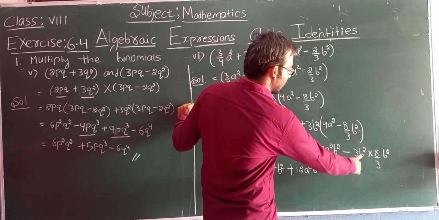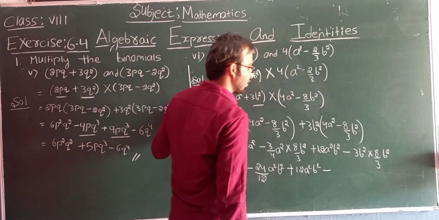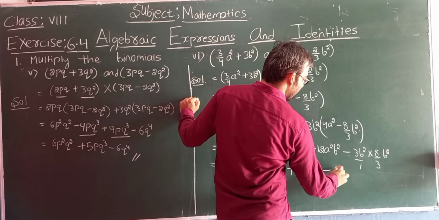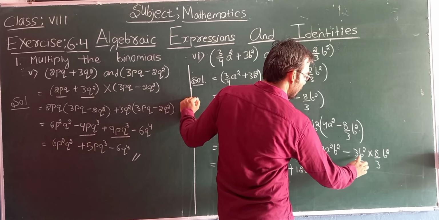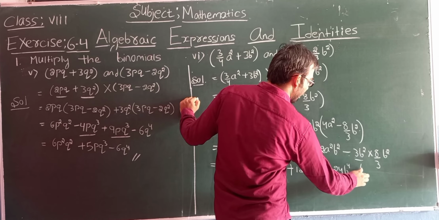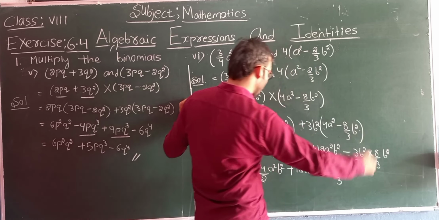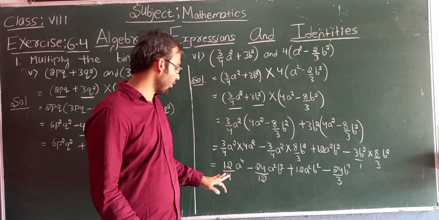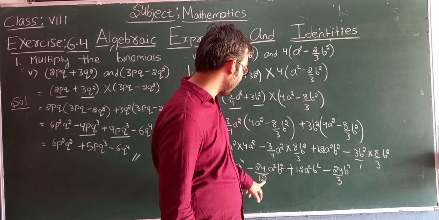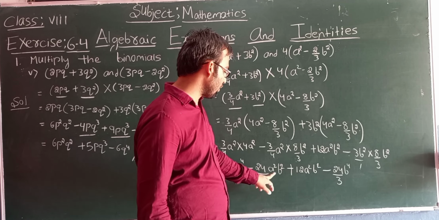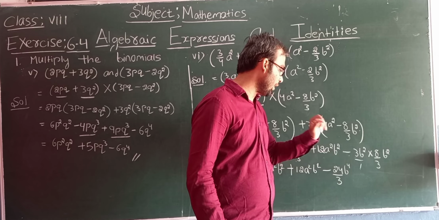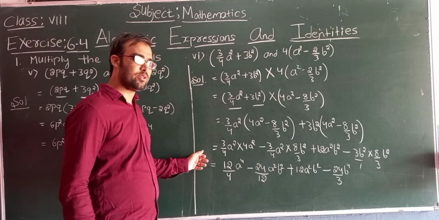Next this one, minus is there, so write minus. Here nothing is there, means 1 will be there. So 3 8s are 24. b square into b square will be b to the power 4. Now divided by 1 3s are 3. So what we have got: 12/4 a to the power 4 minus 24/12 a square b square plus 12 a square b square minus 24/3 b to the power 4. Okay, so we will continue this one here.